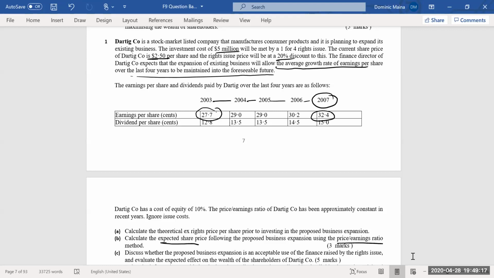Here the earnings is 2.4, and at that time the share price was 2.5. Using those two variables, we can determine the PE ratio. It's going to be the share price of 2.5 divided by the earnings of 2.4.